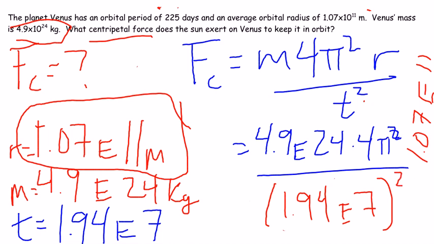Plug and chug, you can do that all in one line. 4.9 E24 times 4 pi squared times 1.07 E11, and then divided by, have parentheses, the 1.94 E7, and close parentheses and square it, and you get your answer.